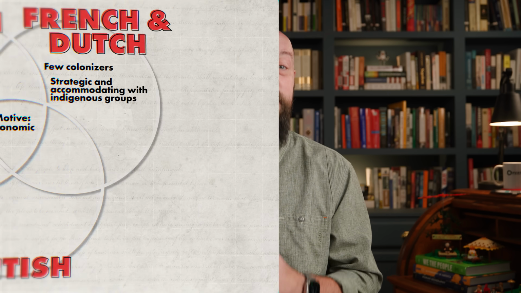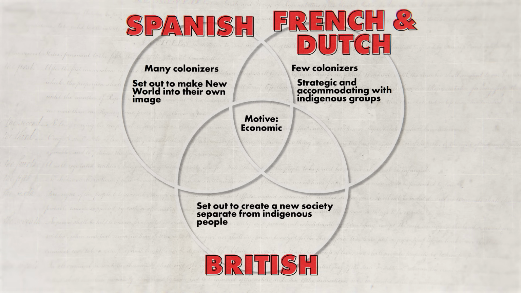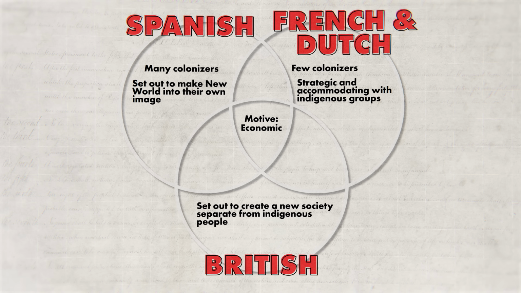So you had metric buttloads of people who were increasingly unable to scratch out a living in Britain, not to mention those pesky primogeniture laws restricting land to the oldest son, and so many of them started looking to the New World in order to find better living conditions. So all this to say, compared to the other imperial powers in the New World, the English came to North America to create a new English society completely separate from the indigenous people who lived there.